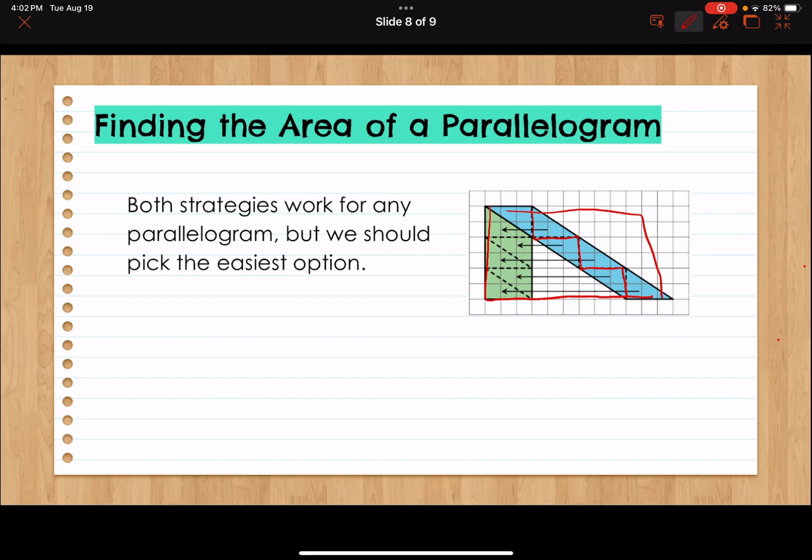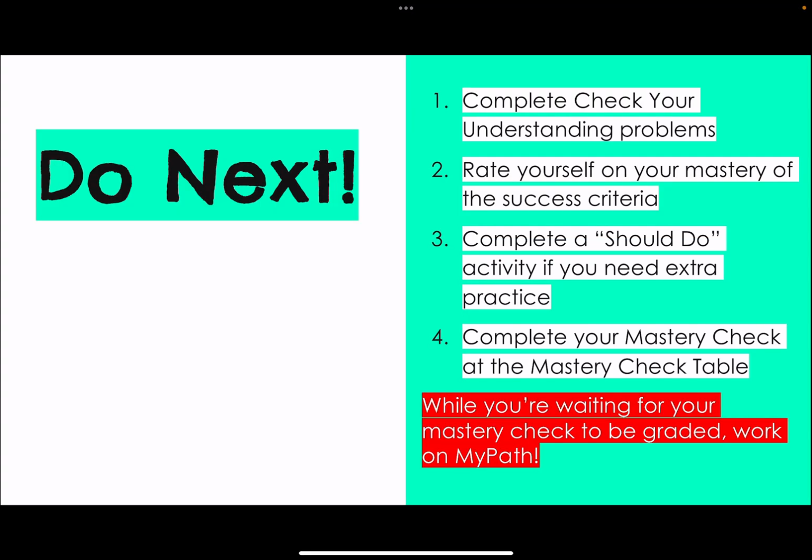All right. And that is the end of our lesson. So next up, you need to work on your check your understanding problems, rate yourself on your mastery of the success criteria, complete a should do activity if you need extra practice, and then complete your mastery check at the mastery check table. If you are waiting to take your mastery check, or you're waiting for me to grade your mastery check, you can work on iReady My Path. Good luck!